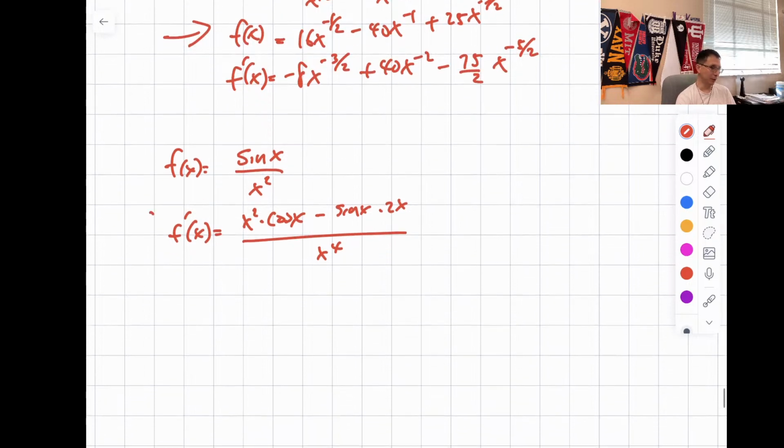Now I would get to here. Now some people say, hey, Mr. Ye says don't use quotient rule, so use product rule, which is fine because you're gonna get the same answer, but you're gonna realize it's a little bit harder.